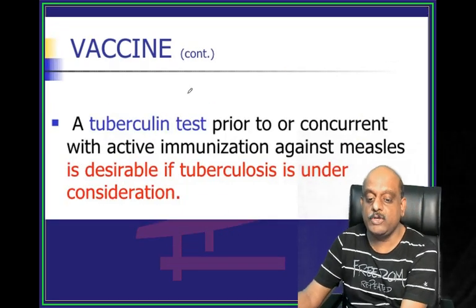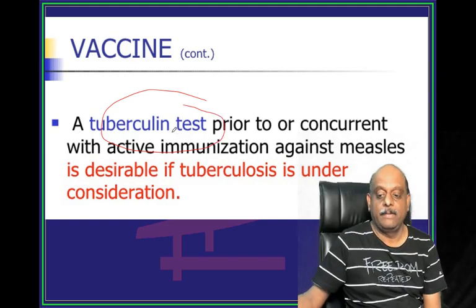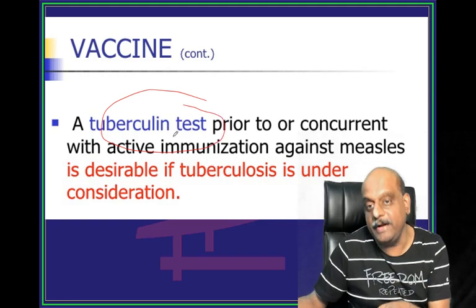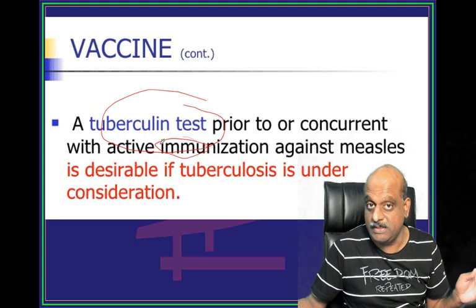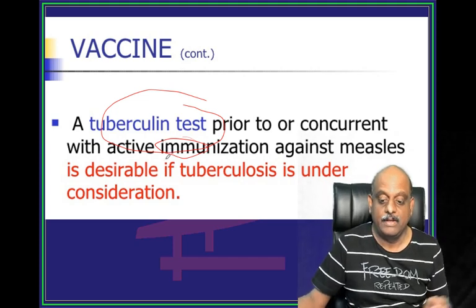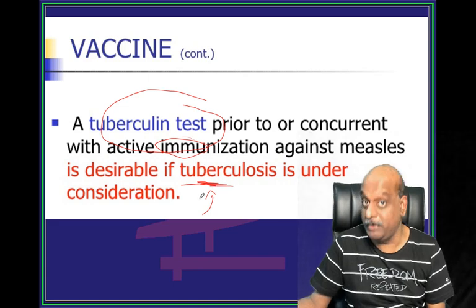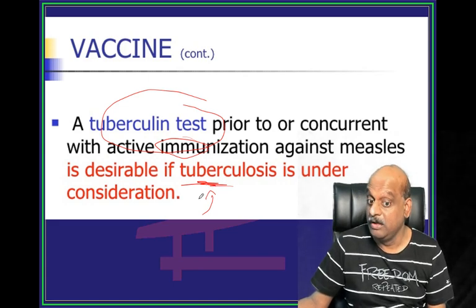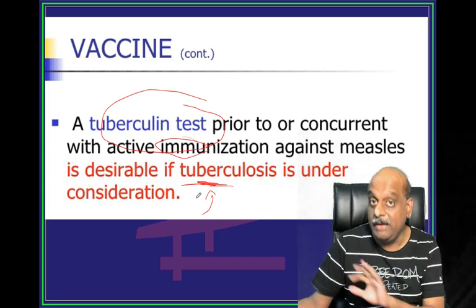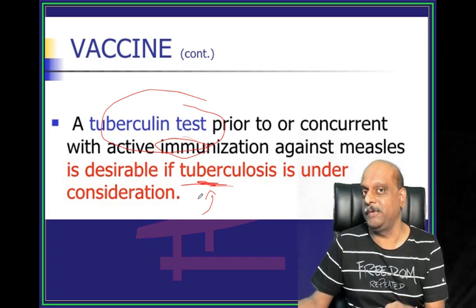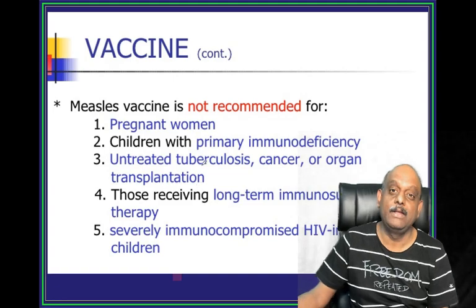You have to do a tuberculin test prior to or concurrent with an active immunization against measles. If you are considering the possibility of any tuberculosis in the given patient, first do the tuberculin test, and if there is no TB, then give it. That is the important precaution.